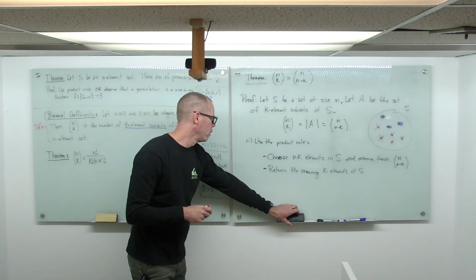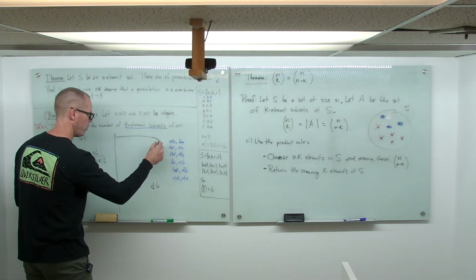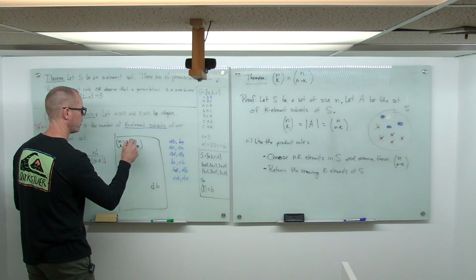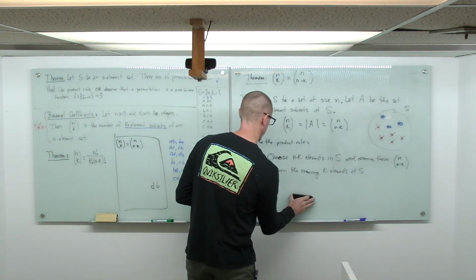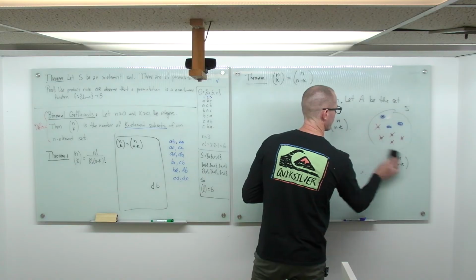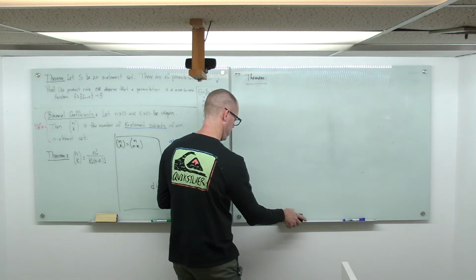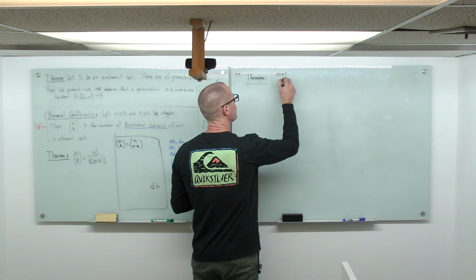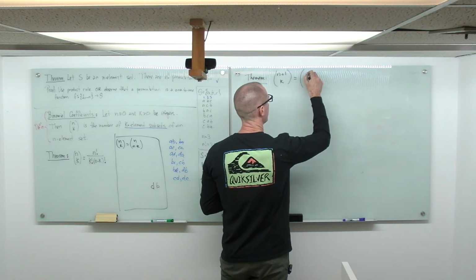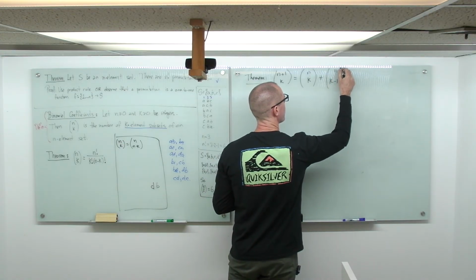So let's put some of those aside. Useful facts to remember: n choose k is equal to n choose n minus k. Here's another nice binomial identity that says n plus 1 choose k is equal to n choose k plus n choose k minus 1.